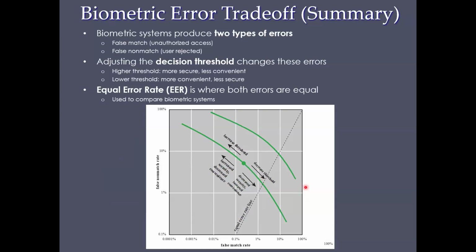The biometric system produces two types of errors. The first is a false match, which means unauthorized access, and the second is a false non-match, where the user is rejected. Adjusting the decision threshold changes these errors. If we increase the threshold, it's more secure and less convenient. If we decrease the threshold, it is more convenient but less secure. That's what we talked about with computer forensics. And obviously here the equal error rate line, which is the dashed line, is where both errors are equal. That is used to compare biometric systems.